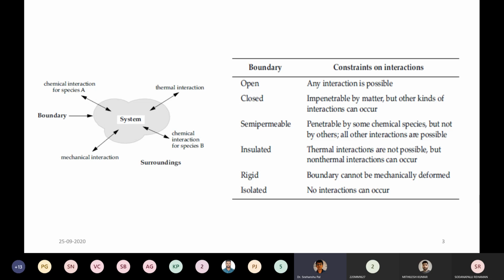Insulated means thermal interactions are not possible, but non-thermal interactions can occur. And rigid means the boundary cannot be mechanically deformed. So we will see a well-defined, really existing, rigid boundary for such a system. And isolated, as we already understood, means no interaction can occur.